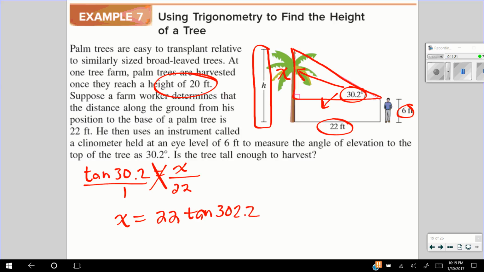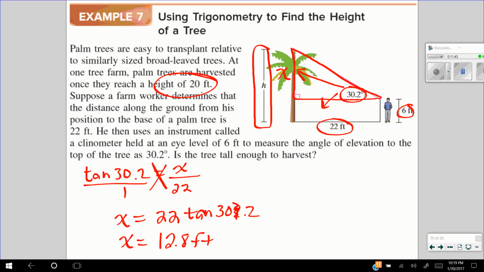Oops, not 302.2, but just 30.2. Okay? Now, make sure your calculator is in degrees for this because 30.2 is a degree measurement. So go ahead and do 22 times the tangent of 30.2, and you should get 12.8 feet.